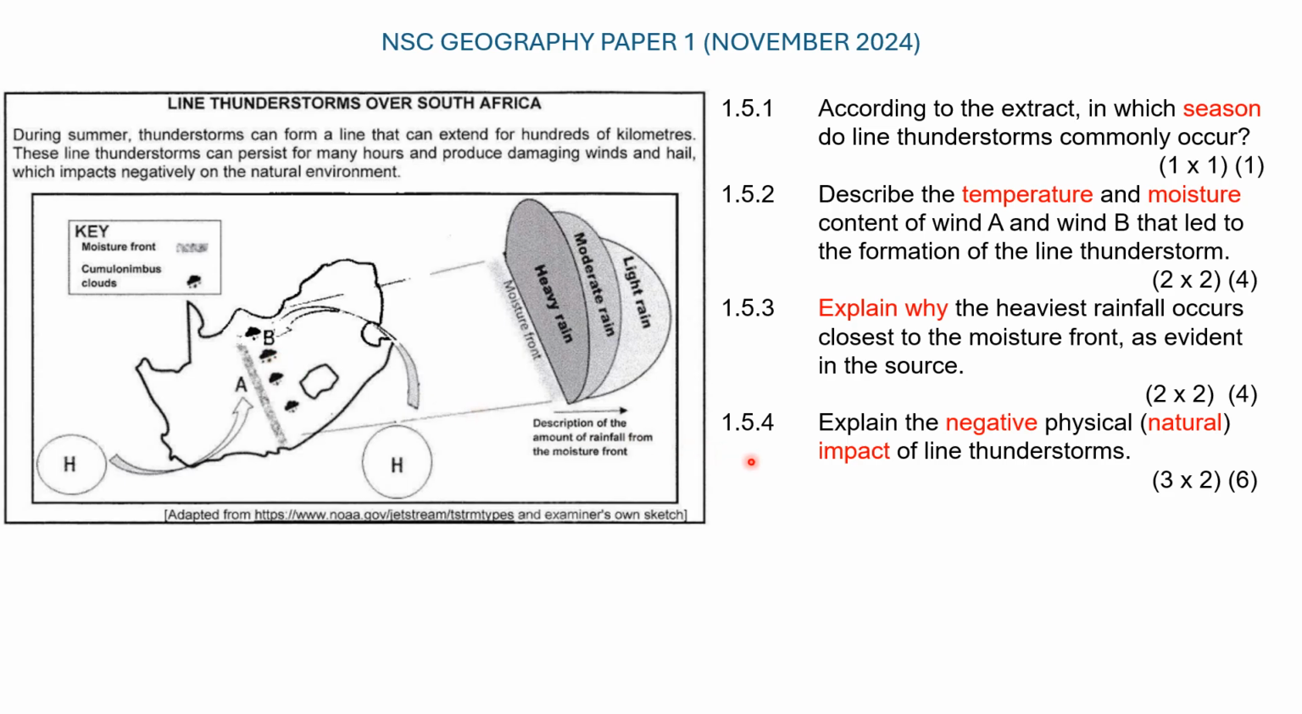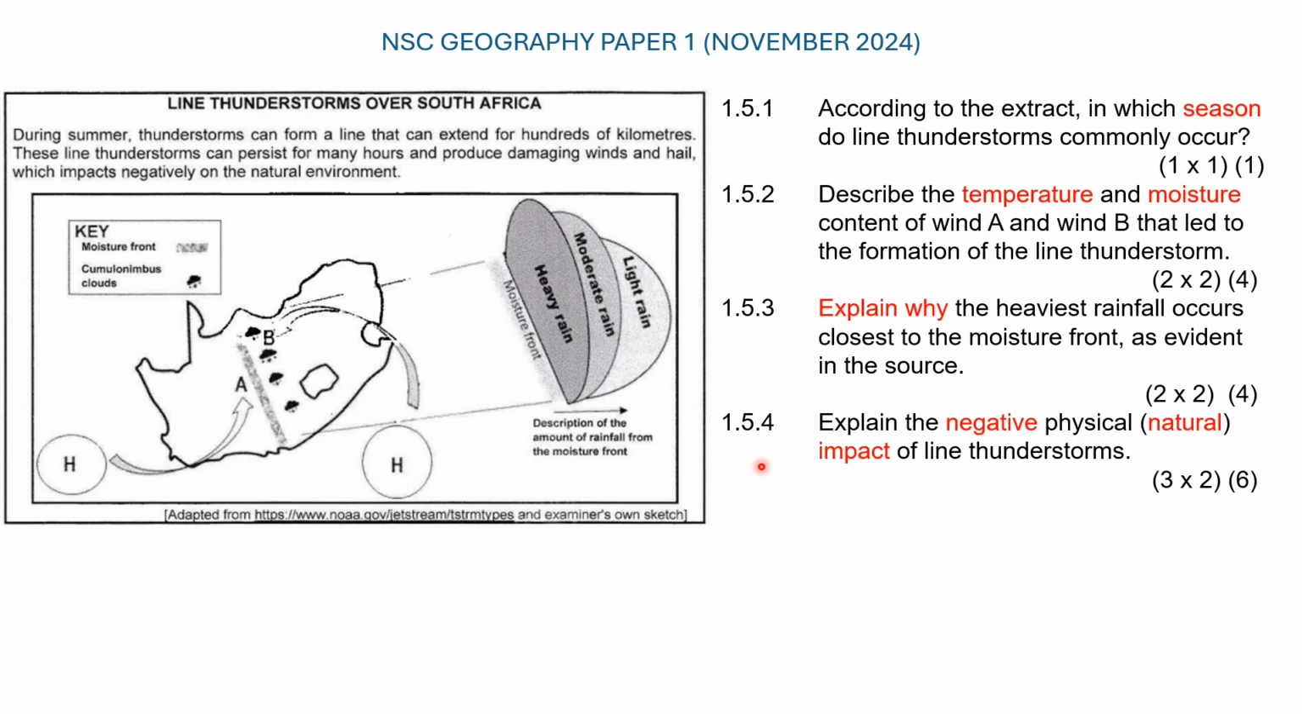Question 1.5.4 says to explain the negative physical and natural impact of line thunderstorms. As a geographer, it is very important that we realize that geography is not studied in content, in isolation, and for that matter, in our study of geography, especially at the grade 12 level, we are very interested in how these geographical phenomena impact us as humans, and how we are impacted by them in turn. So this question focuses on how these line thunderstorms have a negative physical or natural impact.